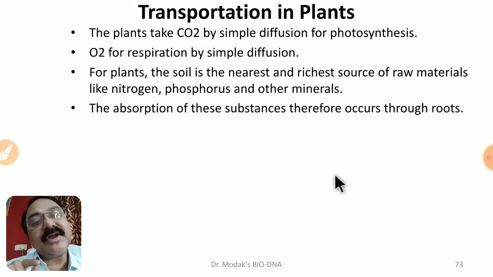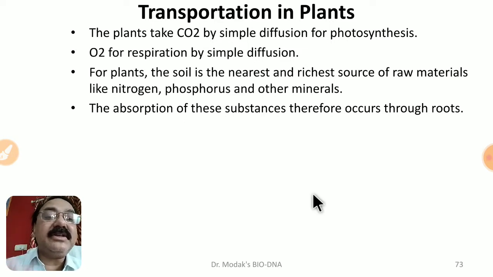Then the plants also require water. The water is absorbed from the soil. Soil is a major source in the case of terrestrial plants. In the case of aquatic plants, of course, as they are growing in water, the general body surface is absorbing water. Of course, the mechanism is diffusion and osmosis.